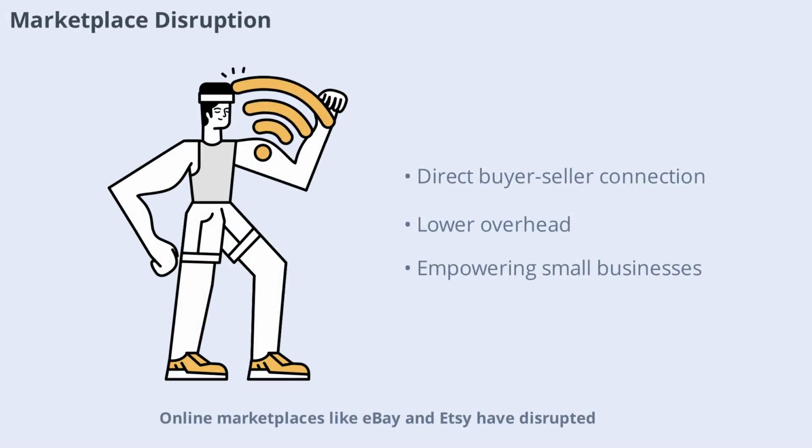Online marketplaces like eBay and Etsy have disrupted traditional retail by connecting buyers and sellers directly. These platforms reduce overhead, expand reach, and empower small businesses and individuals. By removing intermediaries, marketplaces create more competitive pricing and a wider variety of products, benefiting both sides of the transaction.